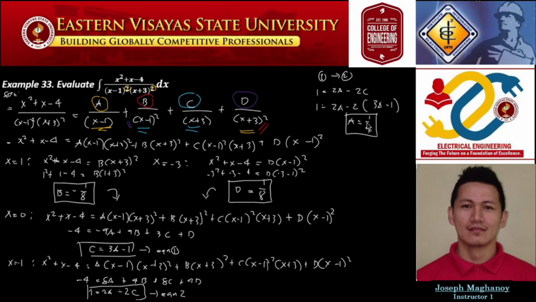So if you have a value of a, substitute it back to your c. So you can have value for your c. If you do so, that is c equals 3a minus 1, say 3 times 1/4 minus 1. So finally, your c is equal to negative 1/4. Okay, we have a value for b, we have a value for d, a, and c. Now, we can write our partial fraction decomposition.